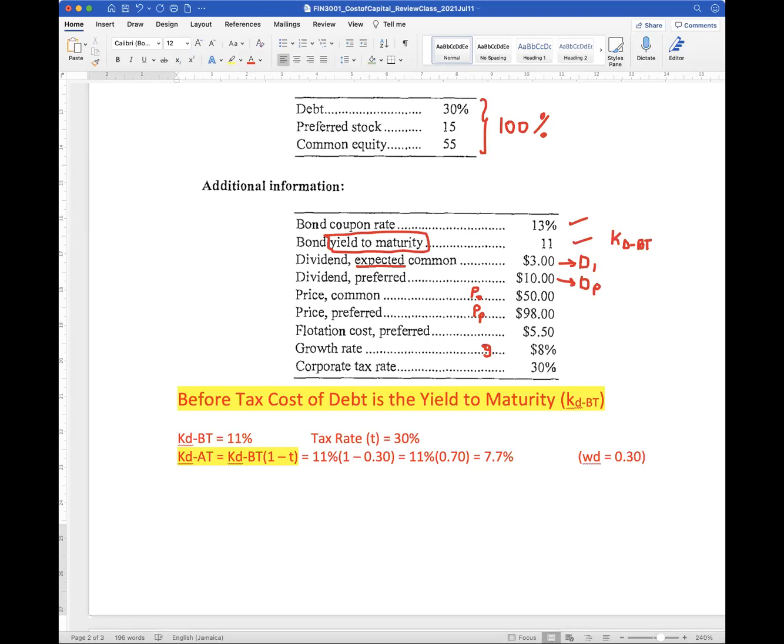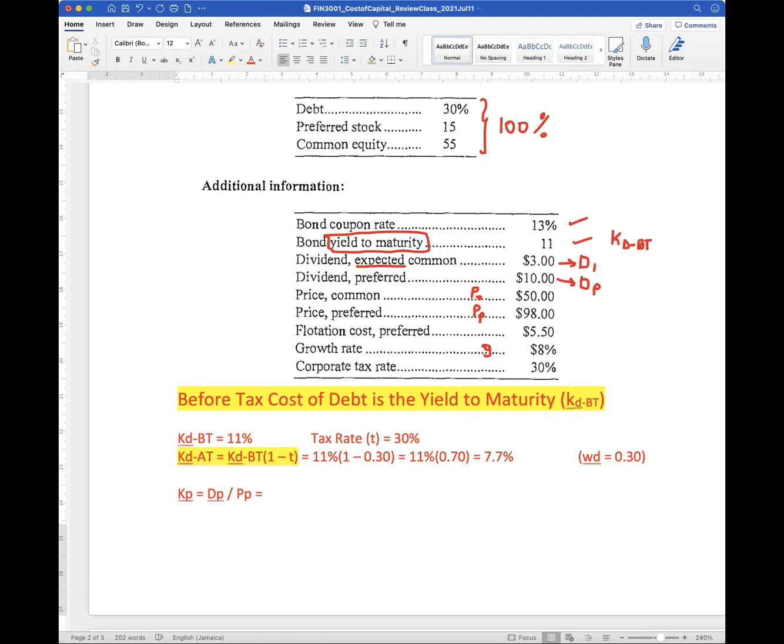So next one, the preferred stock. We are given the weight for the preferred stock, but we are not given the cost of preferred stock, so we have to find it using the formula. We have been using that formula since we were doing stock valuation. The cost of preferred stock is the dividend divided by the price. The same formula we used then, we use it back again.